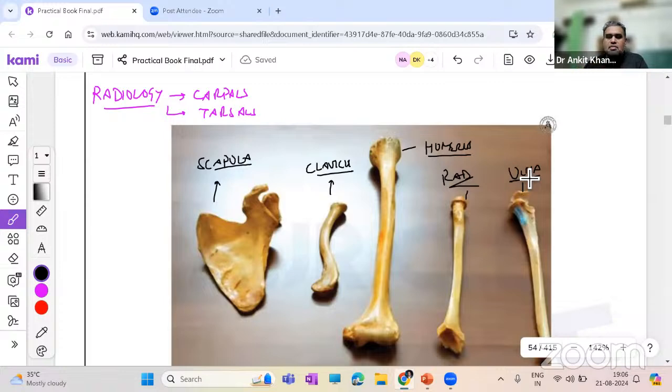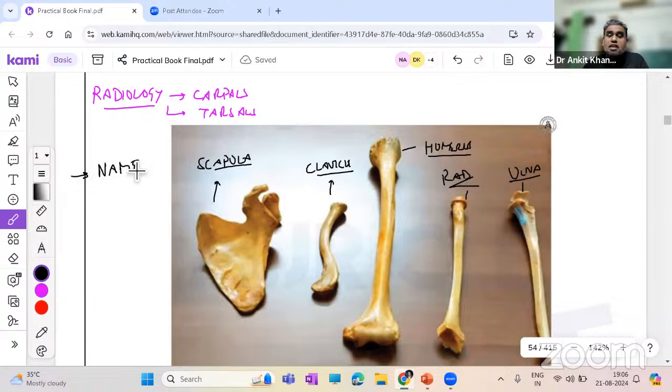Okay, so the examiner knows the basic protocol of how to pick up the bone and place it in the anatomical position. And without you saying the side, the examiner knows that you know which side it is. He may or may not ask you. So the normal questions which come, let me just write them down. Name the bone. Name the bone is the first question.